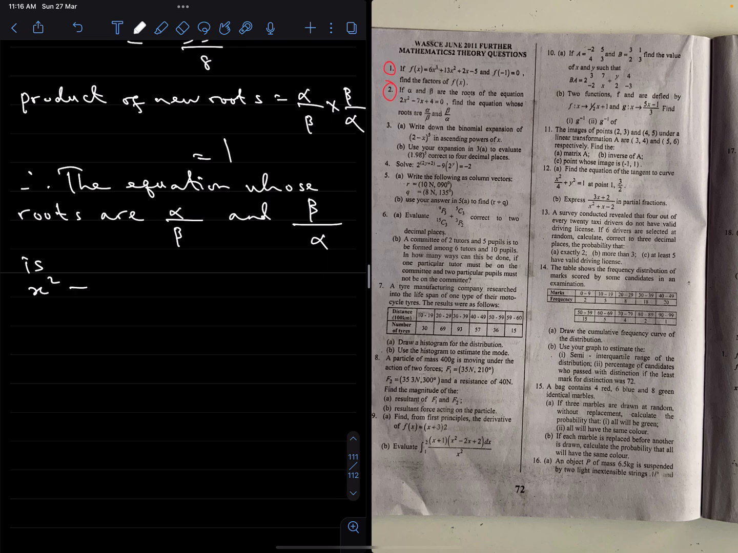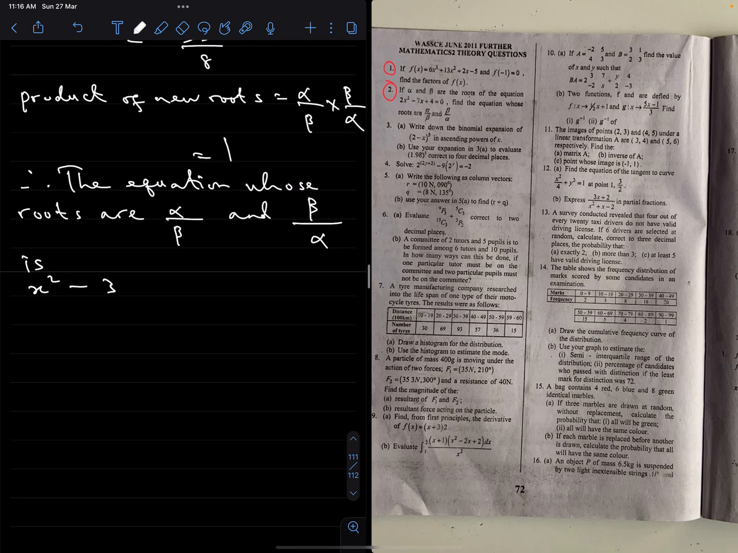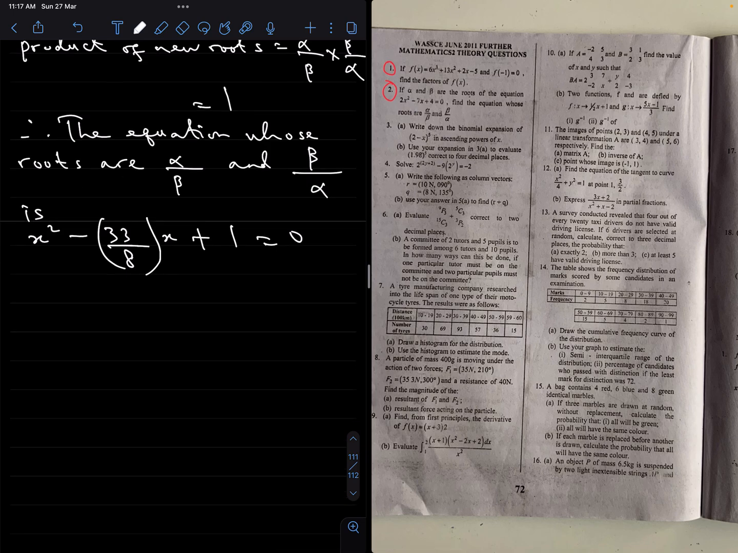The equation is x squared minus the sum of roots. What's the sum of roots? 33 over 8. The sum of the roots of this equation that we're finding is 33 over 8. So that would be x squared minus 33 over 8 x plus the product of roots, 1.